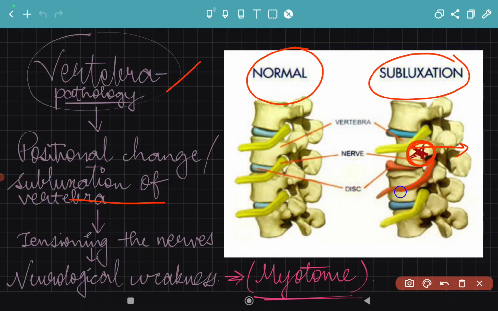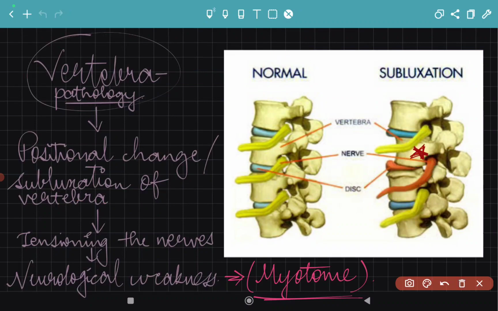So the nerve below it, this one, is impinged or tensioned because of this subluxed vertebra. That nerve, the part of the spinal cord over there, is entrapped because of this rotated or subluxed vertebra. This will be better understood in chiropractor terms, because the bony part is the problem over here. The vertebra itself has subluxated, which is tensioning the nerves, and this will give rise to neurological weakness.